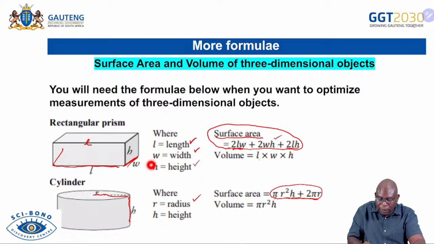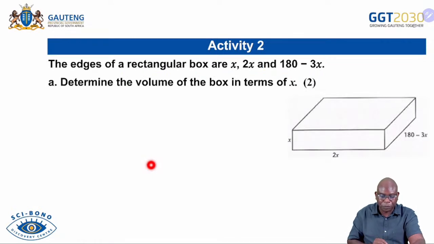The volume for the rectangular prism will be length times width times height. The volume of the cylinder will be pi r squared, which is nothing else but, if you need the volume, you need the area of the base. So the area of the base is pi r squared multiplied by the height. Most of the time you find that these formulas are given to you. Then you are just going to apply your knowledge there.